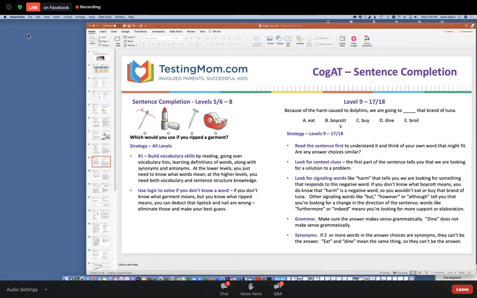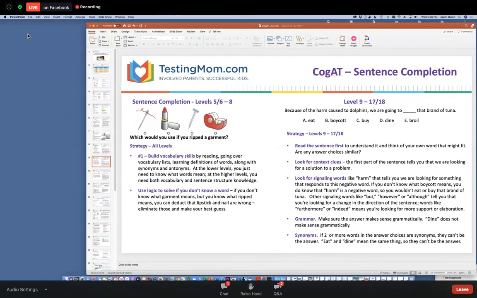But if you don't know what all the words mean, and maybe you don't know what boycott means, even if you don't, you can look for signaling words. Like harm is telling us that it's negative and there's a solution we're looking for. And if the dolphins are being harmed, we wouldn't be eating the brand or dining on the brand or buying the brand. So it's probably going to be boycott or broil. Well, broil, probably not broiling. So that might help you find the answer if you look at it that way.